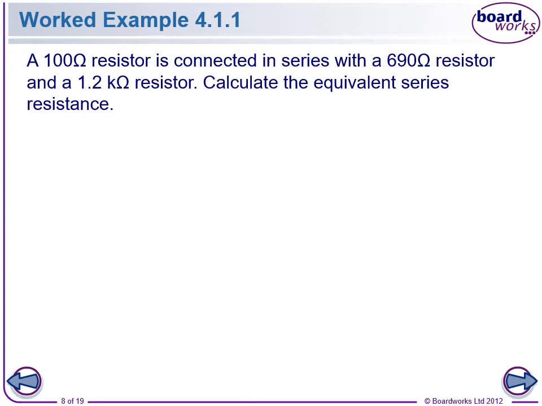So here we've got an example. We probably don't need to do this. It should be fairly straightforward, but let's just draw them. So we have 3 resistors. We've got a 100 ohm, we have a 690 ohm, and we have a 1.2 kilo ohm. Remember, kilo is times 1,000, so that gives us 1,200 ohms.